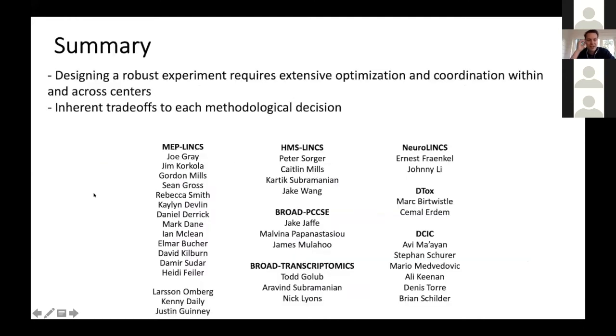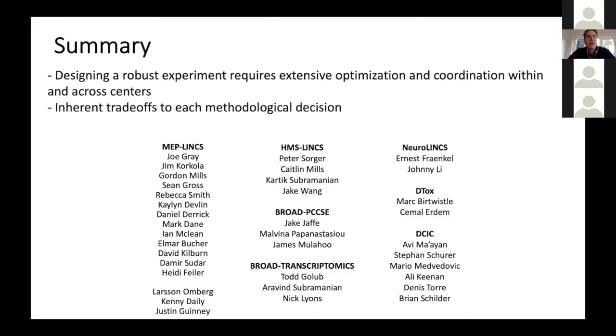To summarize, there are a lot of decision points that go into designing a robust experiment. It took a lot of preliminary experiments to optimize, to make sure that once we actually dove in to plate all these cells and collect them, things were likely to turn out, or that we were likely to find responses. In addition, it took a lot of coordination across the different centers. For collection 3, which was collected at HMS, there was a lot of coordination to make sure that how we were handling the cells was consistent with how they were handling the cells. And overall, there are inherent trade-offs to each methodological decision.